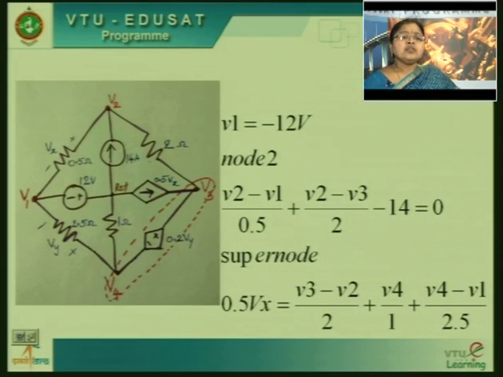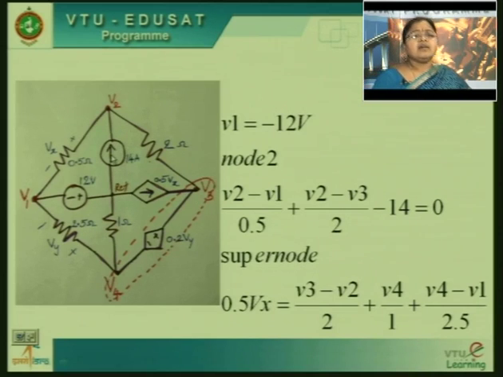For the V1 voltage, you do not need to write any equation. You know it directly because there is a voltage source between the reference and node 1. So, V1 is equal to minus 12 volts. Now, coming to node 2. For node 2, there are again 3 branches connected, 2 resistors and 1 current source.